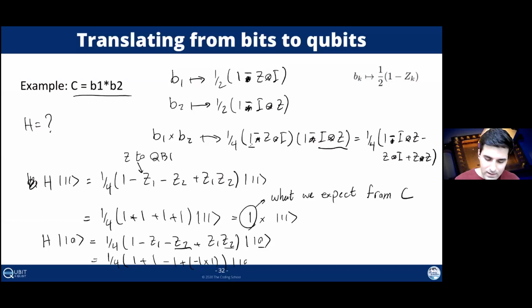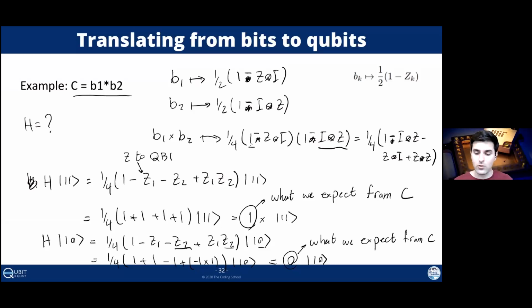Now, if I take the expression that I have in the parentheses, multiply everything, add everything, do some arithmetic, I see that I get a 0 times the |10> state. So this is the value of the Hamiltonian. And if we look at this, we had B1 times B2 for our cost function, and if either of those bit values are 0, the value of the cost function will be 0. So this 0 is also what we expect from C. You can think of B1 times B2 as essentially an AND between the two bits, and the only way you get 1 is if both of them are 1.